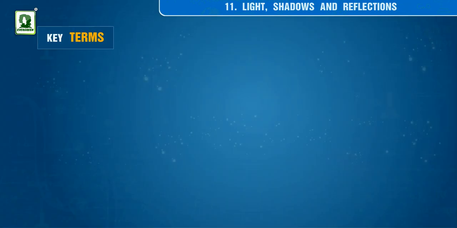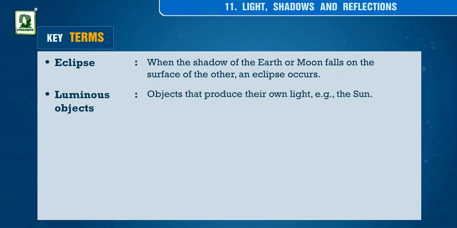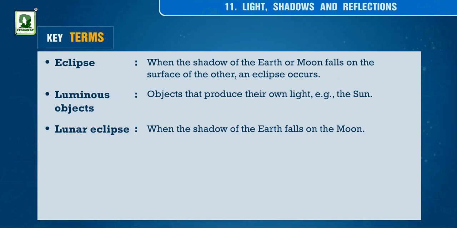Key terms. Eclipse. When the shadow of the earth or moon falls on the surface of the other, an eclipse occurs. Luminous objects. Objects that produce their own light, for example, the sun. Lunar eclipse. When the shadow of the earth falls on the moon.